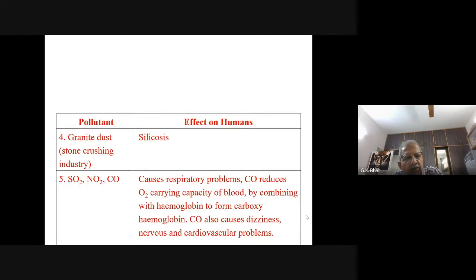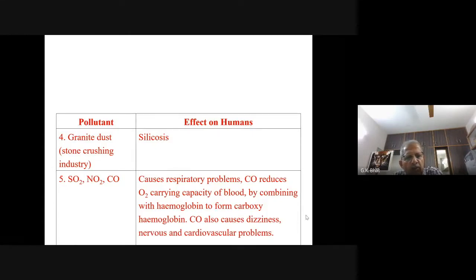Now we have another one, granite dust. Granite dust is produced while crushing the stone. You know, people cut these granite pieces, jelly kallu, and they crush it to make these minute particles, powder-like. And this granite dust, when inhaled, causes a lung disease called silicosis.